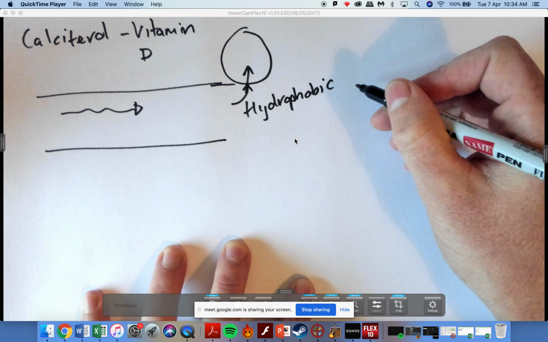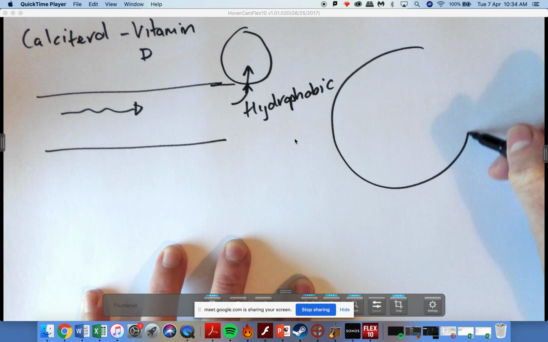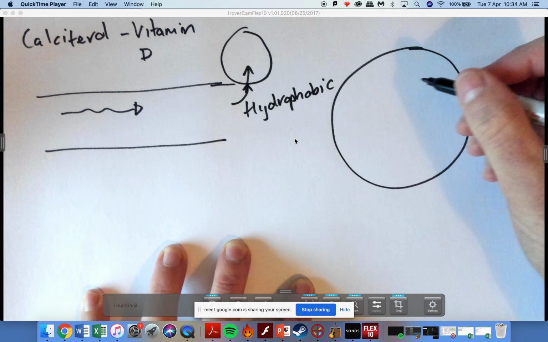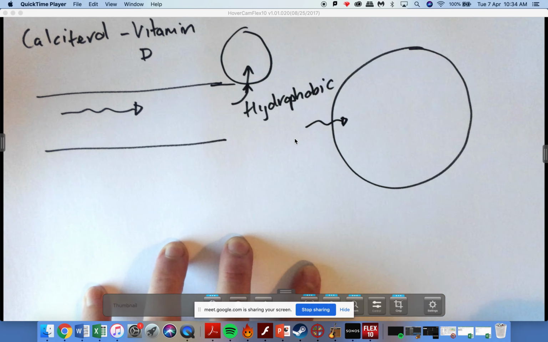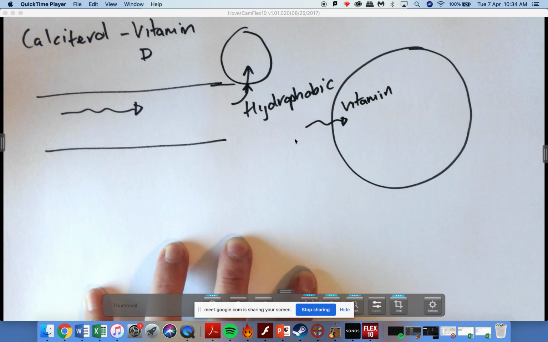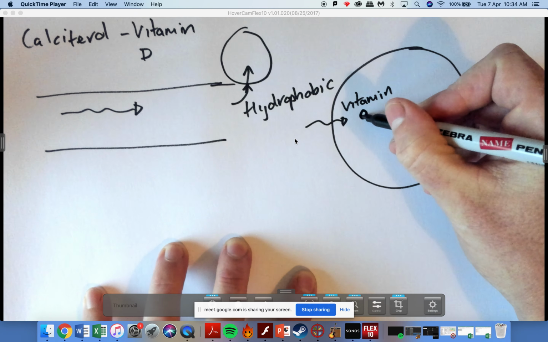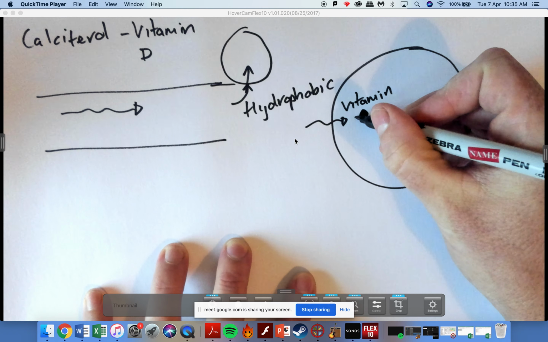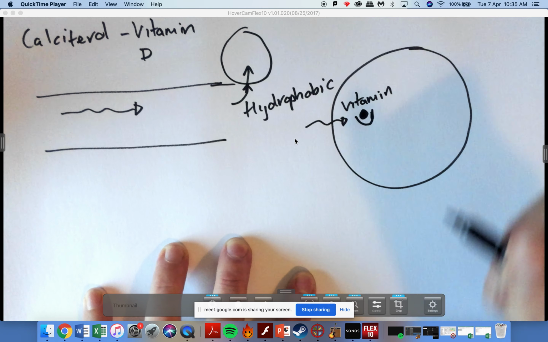And this is where we're thinking about the same kind of diagram that we looked at before, where it's going to diffuse through, and the vitamin D gets into the cell. And let's just label it like that. And it's going to bind to a receptor.